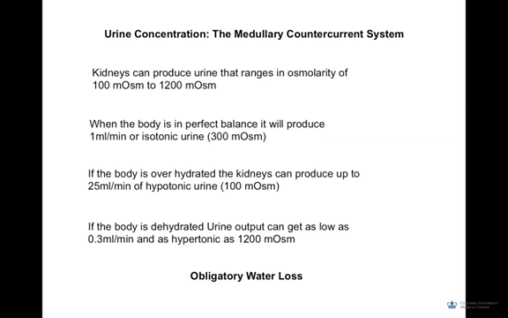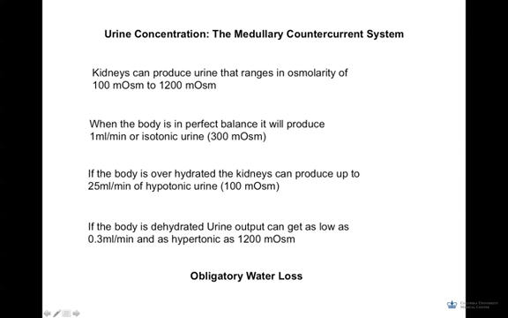Okay, so the kidneys can produce urine that ranges in osmolarity or concentration from as little as 100 milliosmoles to as concentrated as 1200 milliosmoles. Okay, and to give you a perspective, isotonic osmolarity, so the osmolarity of plasma and fluids throughout our body, is 300 milliosmoles. So we can produce urine that is as dilute as 100 milliosmoles and as concentrated as 1200 milliosmoles.